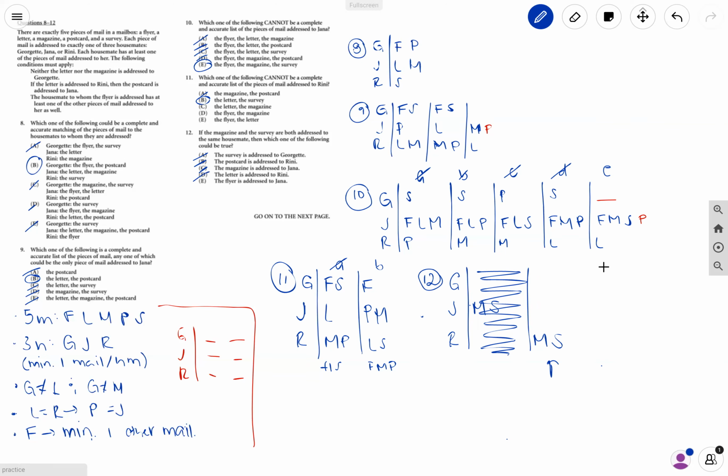The flyer is addressed to Jana. So if I put the flyer here, the letters I have left are L and P. I can't put L with G, so I'm going to put L over here, and I'm going to put P over here, which doesn't break any of my rules. So for the purpose of this, I have M and S together with R. I have P assigned to G, which is totally fine. That can be possible. And then I have F assigned to J, and also something else assigned to J, which fulfills my last rule. So my answer choice is E.